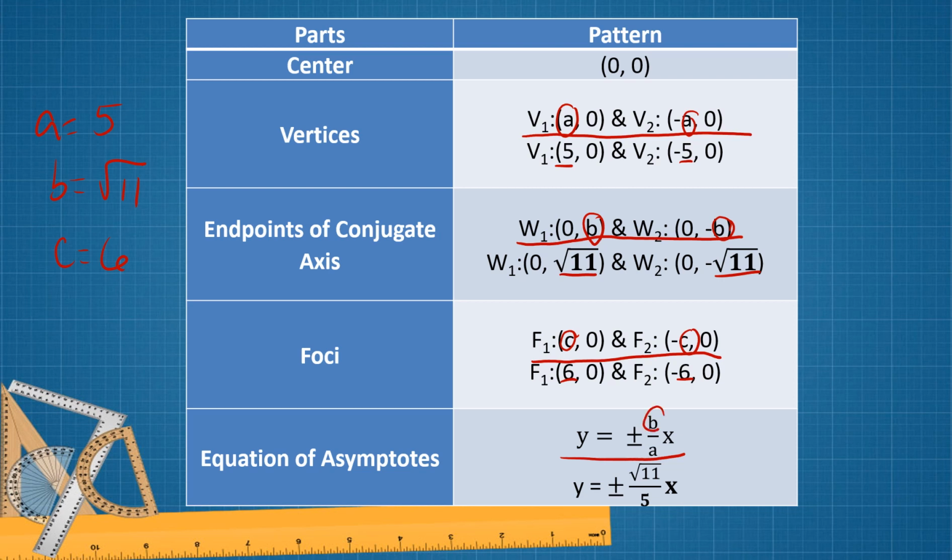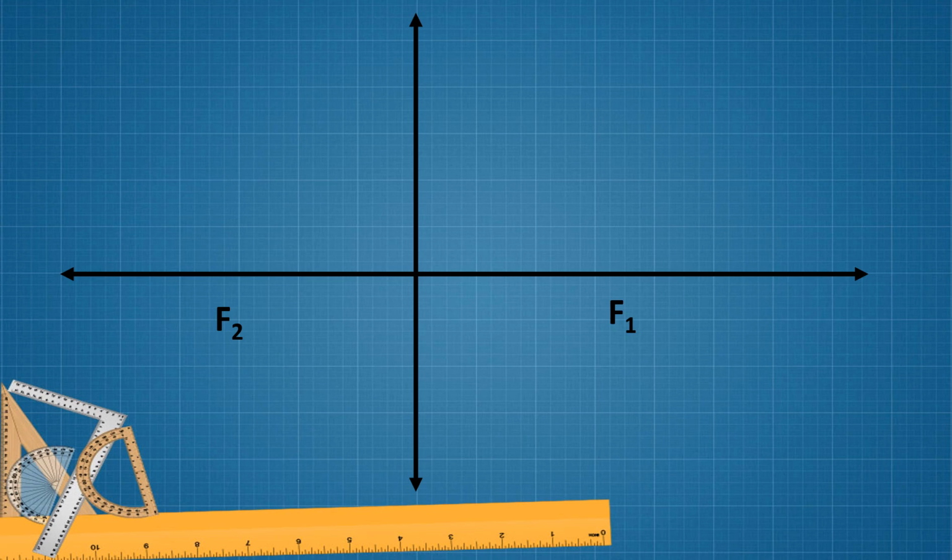Instead of writing b, we write square root of 11. And instead of writing a, we write 5. Since this is in simplified form, therefore, this is the equation of the asymptotes. So we have y equals positive negative square root of 11 over 5x. But if you want to use the graphing method, here is the illustration.